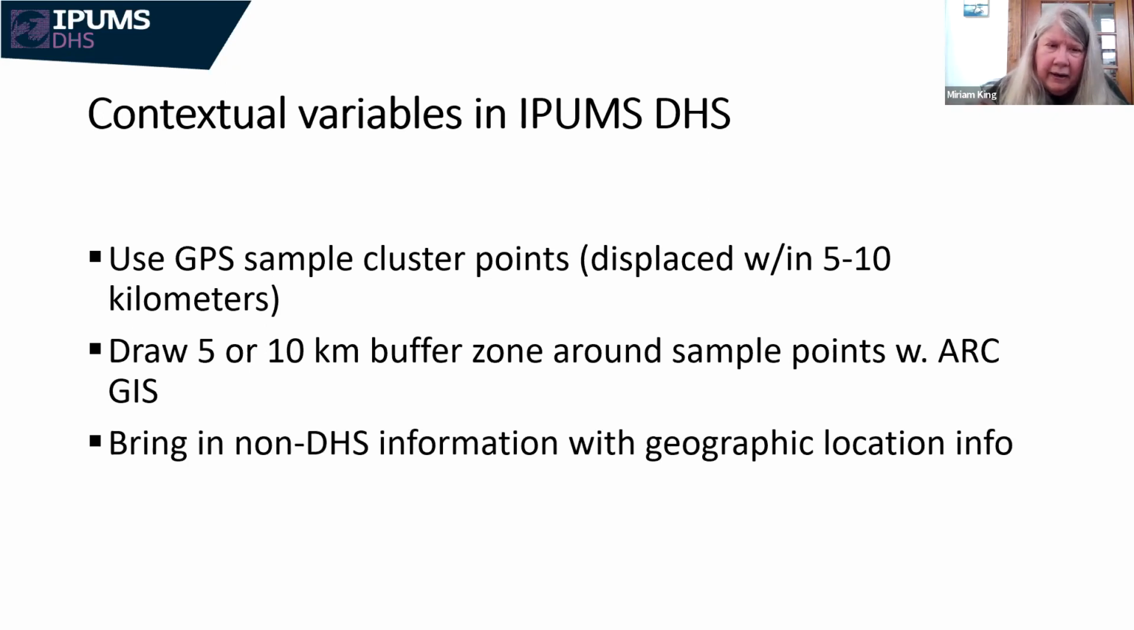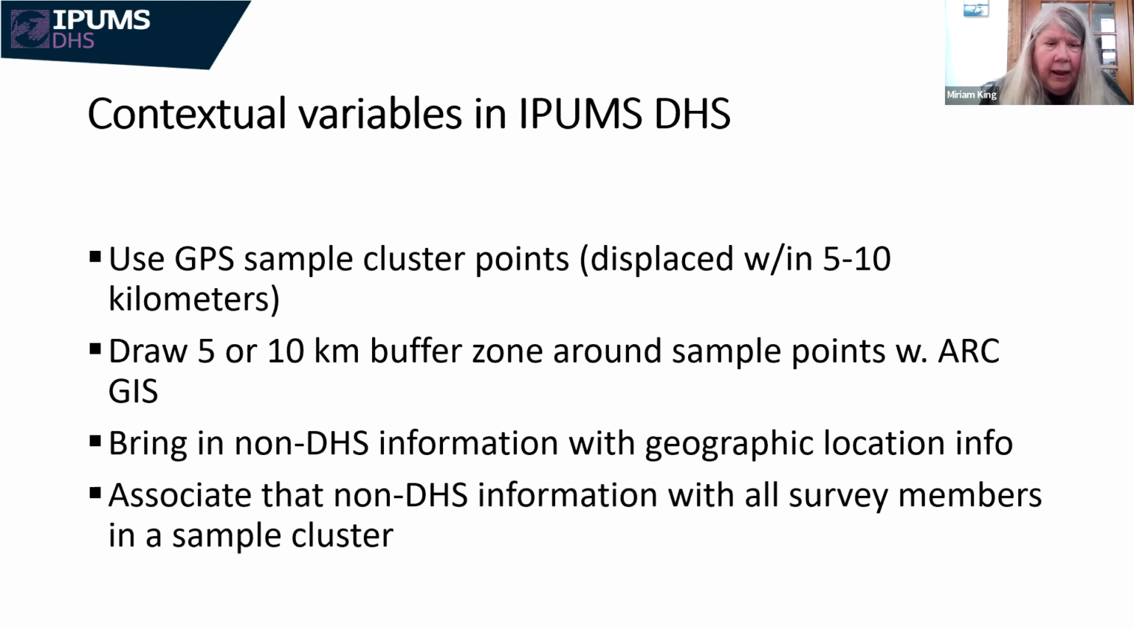We bring in non-DHS information that is indexed by geographic location and associate it with all survey members in a sample cluster. So we do not distribute the GPS data ourselves. You need to get that from the DHS program, but you can create your own contextual variables and attach them to a sample from IPUMS DHS if you're so inclined and so skilled, or you can make use of the contextual variables that we've created for you.